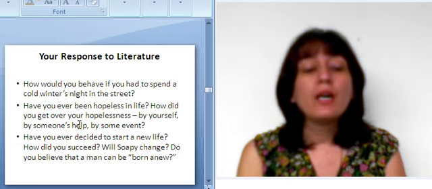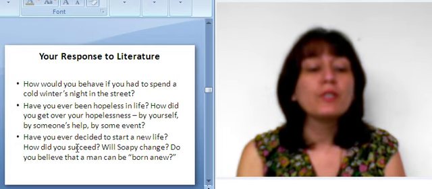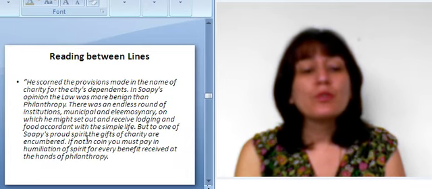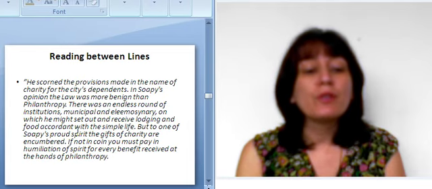And now, reading between the lines. He scorned the provisions made in the name of charity for the city's dependents. In Soapy's opinion, the law was more benign than philanthropy. There was an endless round of institutions, municipal and eleemosynary, on which he might set out and receive lodging and food accordant with a simple life. But to one of Soapy's proud spirit, the gifts of charity are encumbered. If not in coin, you must pay in humiliation of spirit for every benefit received at the hands of philanthropy.